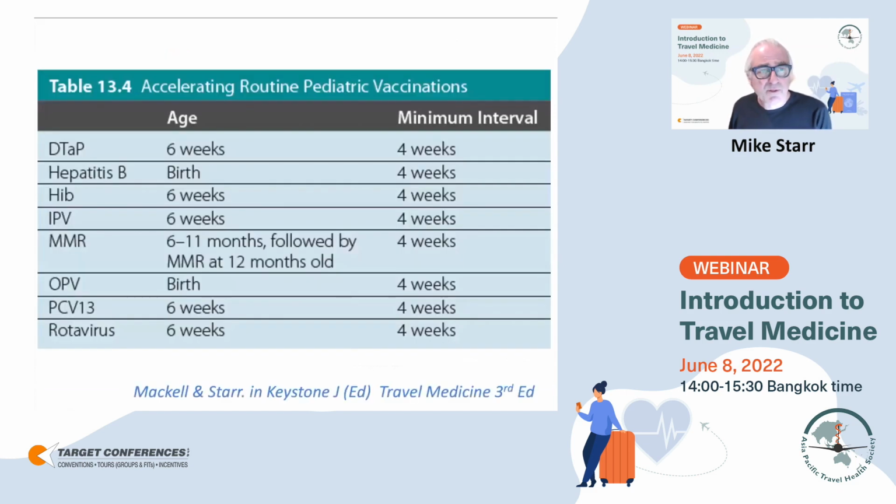The other thing that's possible is to actually accelerate some of these routine vaccines. This table gives some information about which vaccines can be accelerated and how quickly they can be given, with the minimum intervals between them and the earliest age that they can be given. In many countries, some of the vaccines are given at these initial ages and with the minimum interval. In Australia, we happen to give them 6 to 8 weeks apart, but they could be given earlier. And if we had someone who was travelling in a short period of time, we might accelerate the routine schedule.